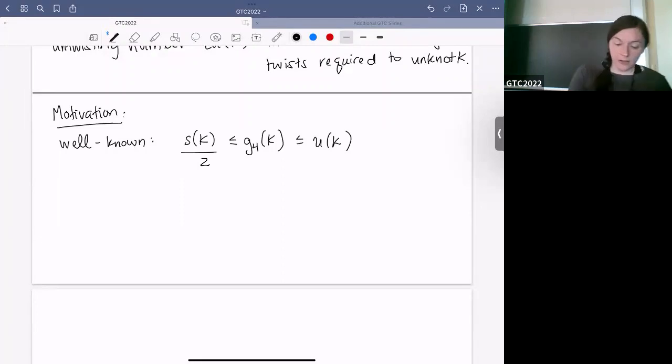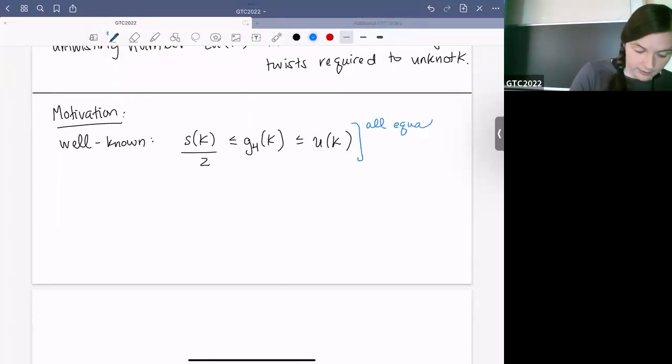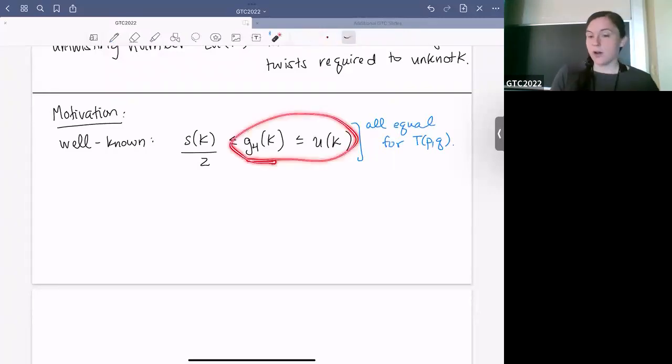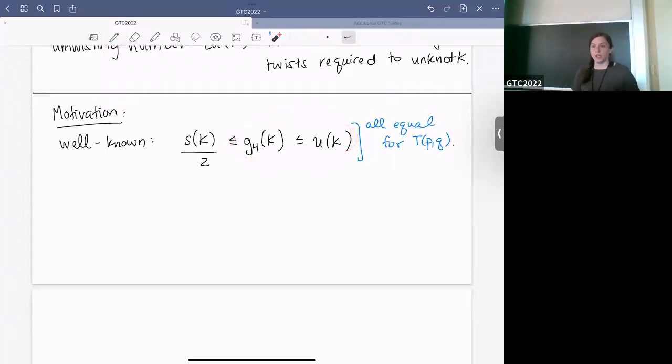And in fact, all three of these are equal for torus knots. So the fact that these two are equal, that's Milnor's conjecture, of course, proven by Kronheimer and Mrowka. But in fact, after Rasmussen's s-invariant was defined, you can actually reprove this result just using Rasmussen's s-invariant, and that's a really nice result.